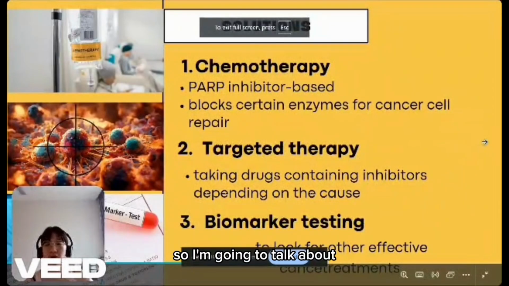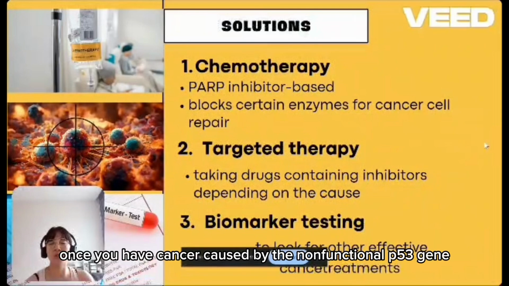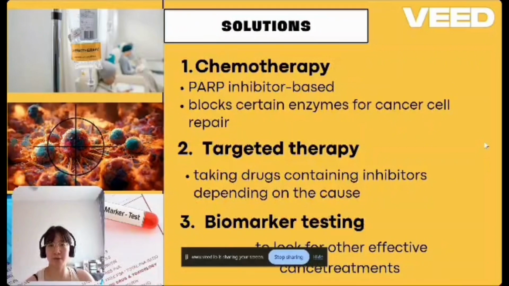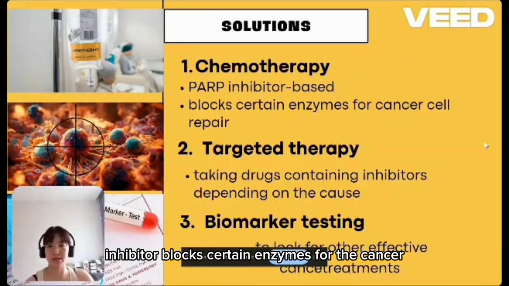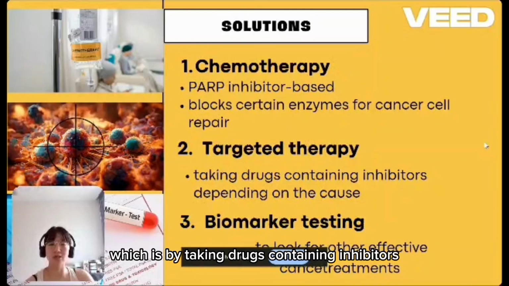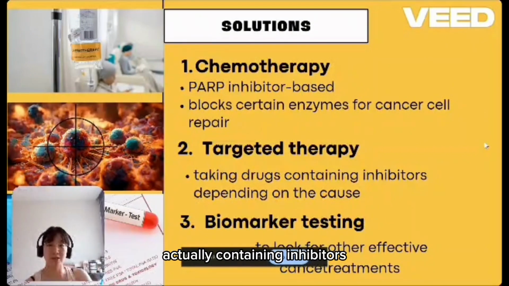Hello, I'm Adeline. So I'm going to talk about the solutions that you could go for once you have cancer caused by the non-functional p53 gene. So number one is PARP inhibitor-based chemotherapy. This PARP inhibitor blocks certain enzymes for the cancer cell repair, so it actually causes them to undergo apoptosis. Number two is targeted therapy, which is by taking drugs containing inhibitors depending on the cause.